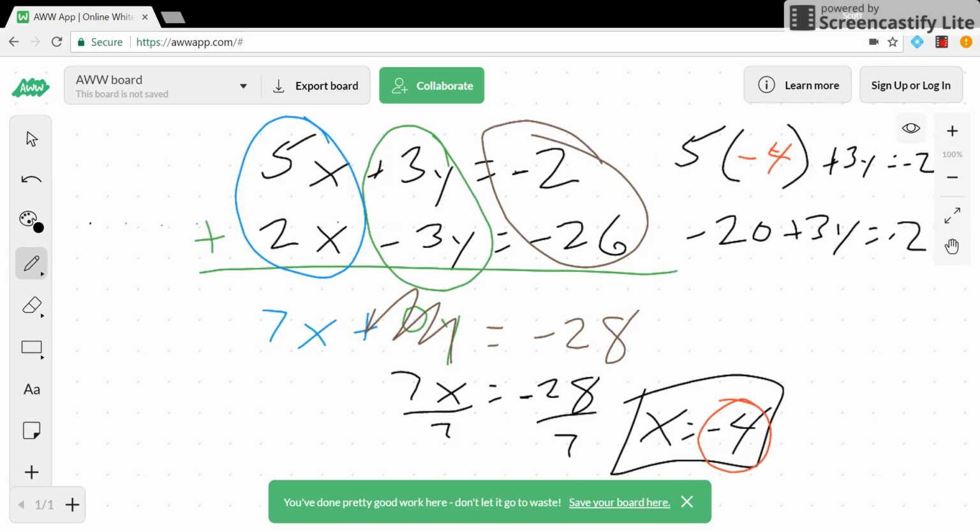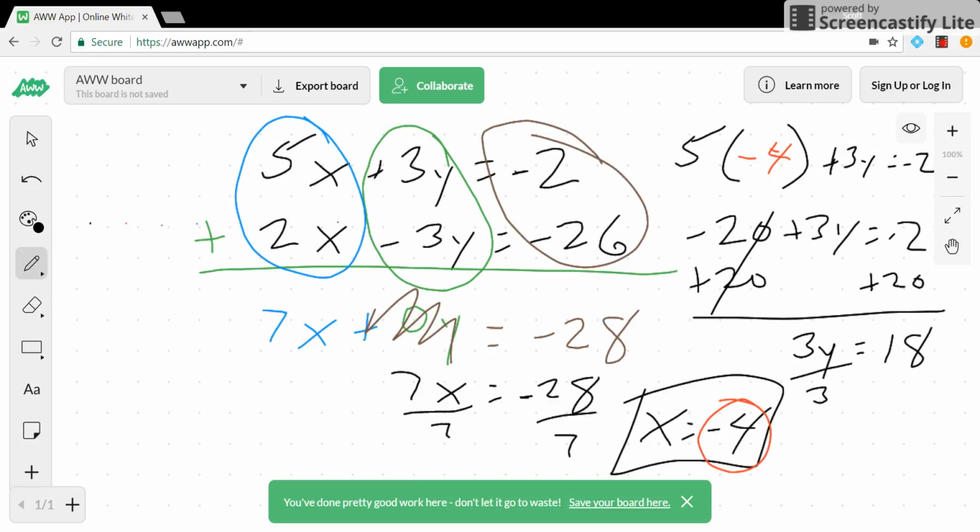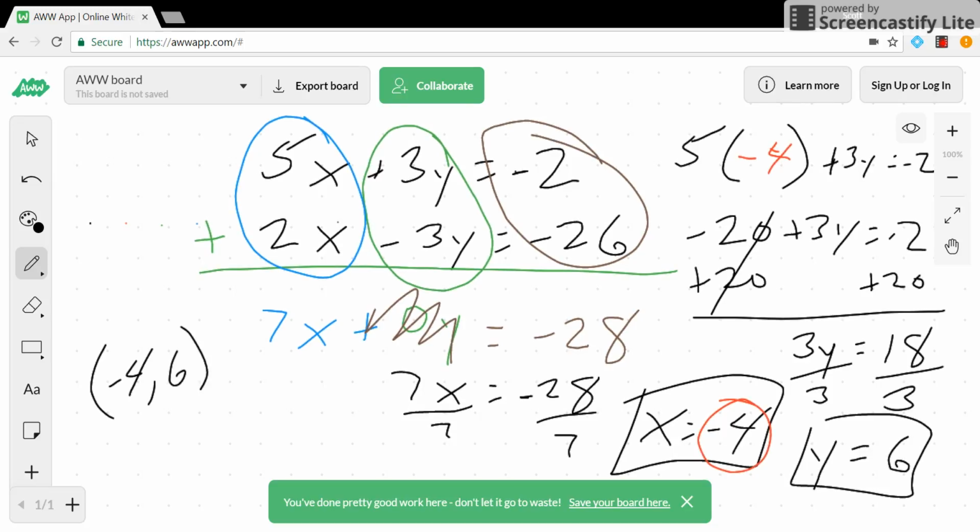So it's a two-step equation. Let's add the 20 to both sides. If I do that, the 20s drop out, and I have 3y is equal to negative 2 plus 20. Well, that's going to be a positive 18. And then I can divide both sides by 3, and y is equal to a positive 6. So my final answer, if I want to write this as an ordered pair, would be a negative 4 for x and a positive 6 for y.